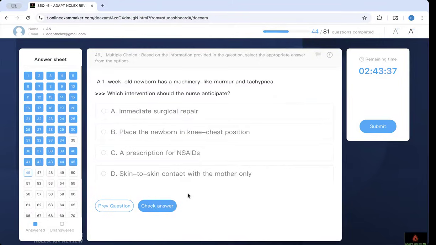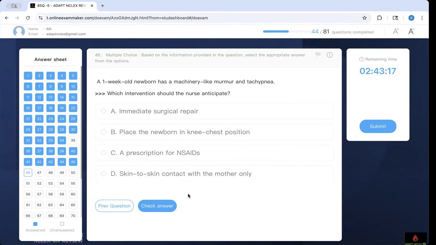A 1-week-old infant has a machinery-like murmur and tachycardia or tachypnea. Which intervention should the nurse anticipate? Immediate surgical repair, place the newborn in knee-chest position, a prescription for NSAID, or skin-to-skin contact with the mother.